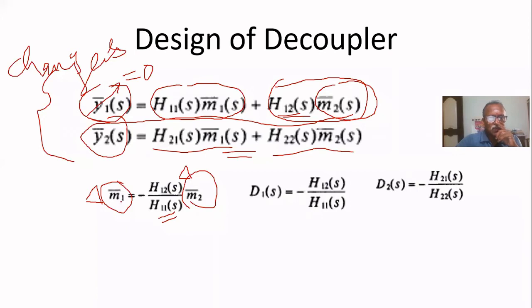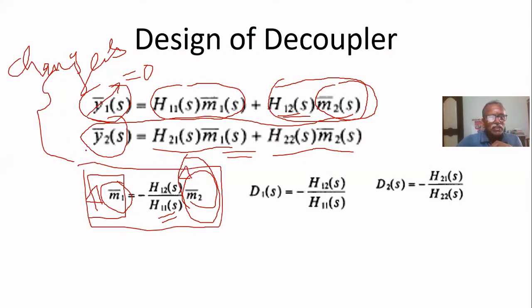So delta M1 equals H12 by H11 times delta M2. If something is changed in M2, that will affect Y1. It means you create additional M1 to compensate for that. If this relation is true, then there is no change in Y1. That is the meaning. If this relation is true, then Y1 equals 0.